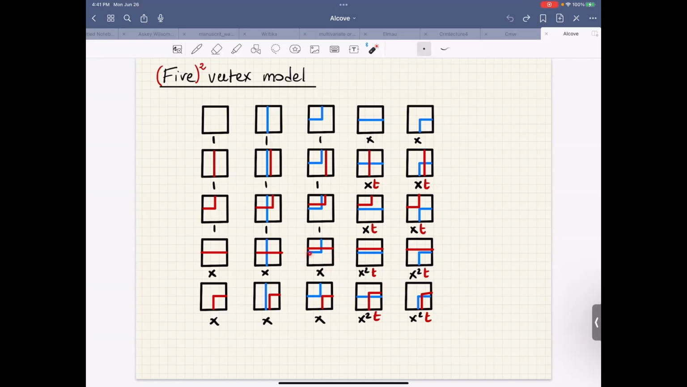So for example, my first color, red, is going straight, and my second color, blue, is entering from the left and leaving on the right. Now I need to give some weights to this colored vertex model. As I just superimpose my 5 vertex models, what I can do is just take the product of the x weight of before. So for example, here I have 2 paths exiting to the right, and so I get an x squared. And here I have only 1 path exiting to the right, and so I get an x.